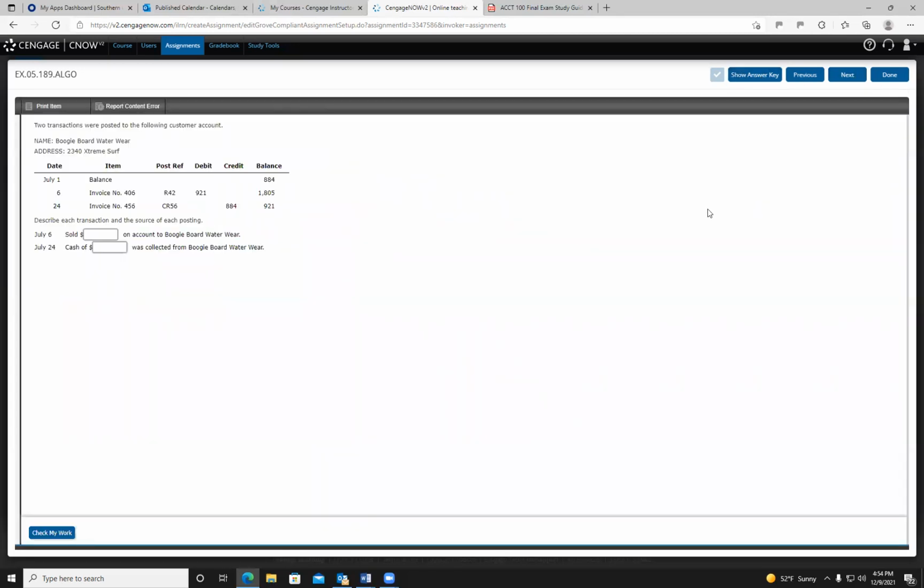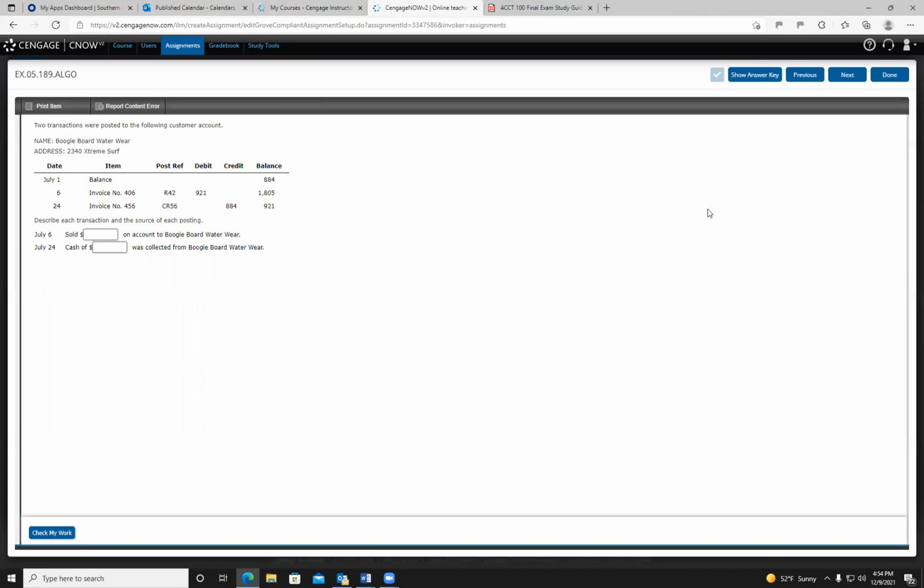So on the next problem, it wants you to look at this specific customer account. This is a subledger of accounts receivable specifically for the Boogie Board Waterware account. And we are looking at the transactions, and it wants us to just describe each transaction and the source of each posting.